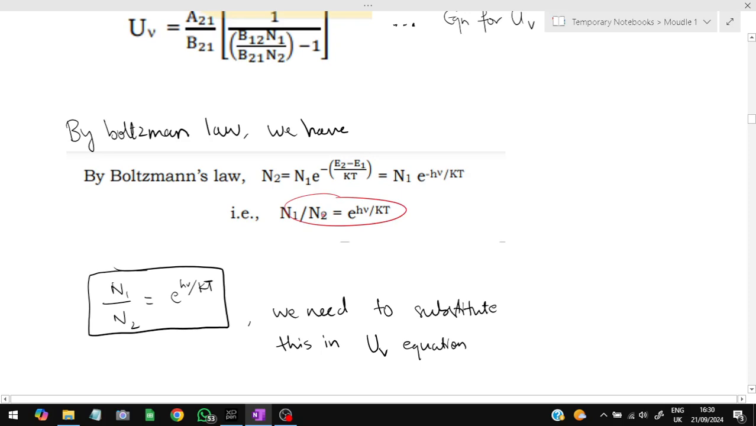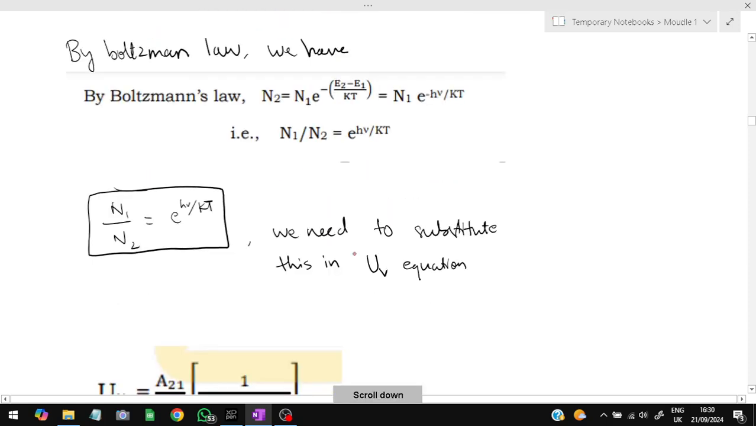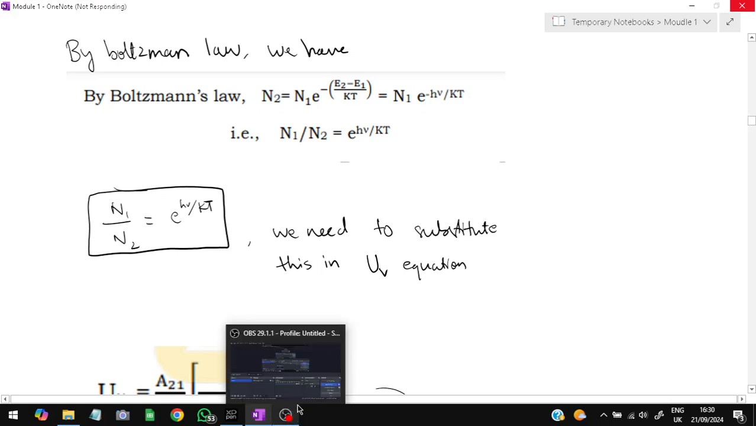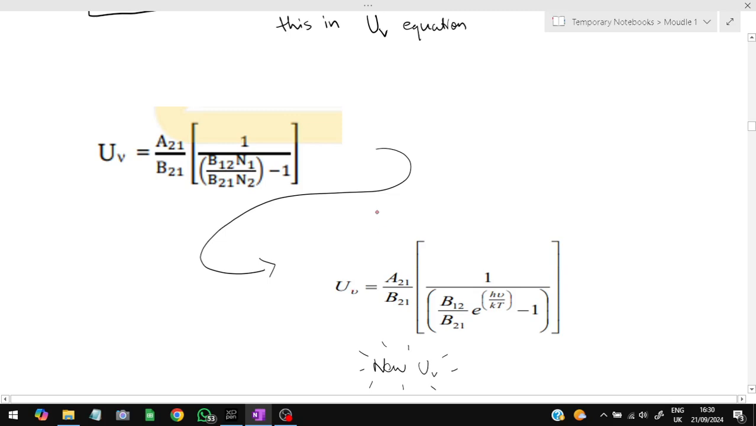Where can we substitute N1 by N2? We can substitute it in this place. When we substitute that, we will be obtaining the equation as follows. It will become e power hv by kT. Just in the place of this one, we are substituting e power hv by kT. Now this is the new uv. You have to remember this one.